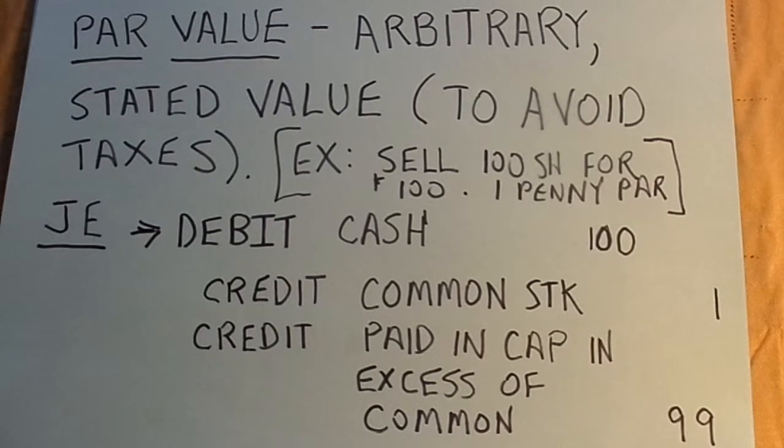So many young accountants wonder, why do I have to go through this nonsense? Well, you just do. The simple answer is, if the company wants to save taxes, they're allowed. There are federal rules in place that say states cannot tax paid-in capital in excess of par, but they can tax common stock. So, rather than something nice and easy, like debit cash 100, credit stock 100, we have this transaction, debit cash 100, credit common stock 1, credit paid-in capital in excess of par common for 99, to make the journal entry balance.